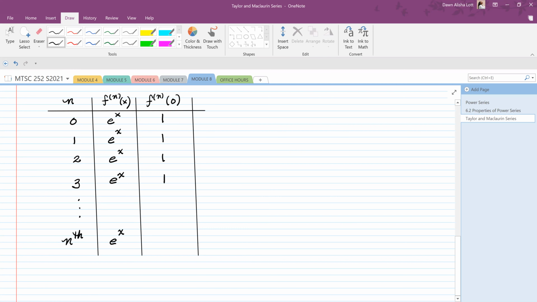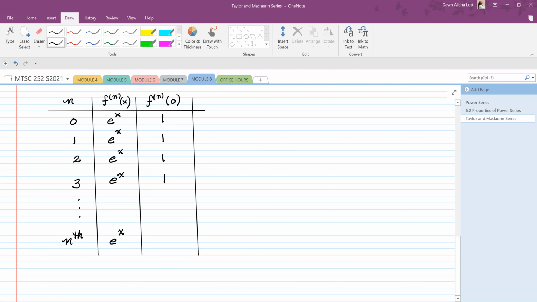Any questions about that? Okay, so now we can say that e squared is the sum n equals 1 to infinity of 2 to the n over n factorial. That's e squared, and it's going to converge.